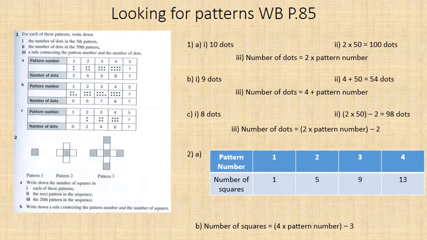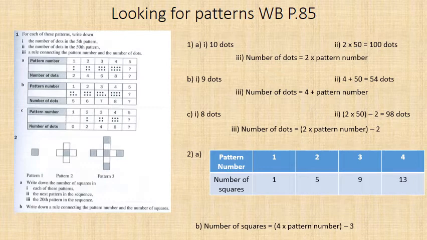So let's try again. 4 times 1 equals 4 minus 3 equals 1. 4 times 2 equals 8 minus 3 equals 5. 4 times 3 equals 12 minus 3 equals 9. I'm right. So that's the rule: the number of squares equals 4 times the pattern number minus 3.